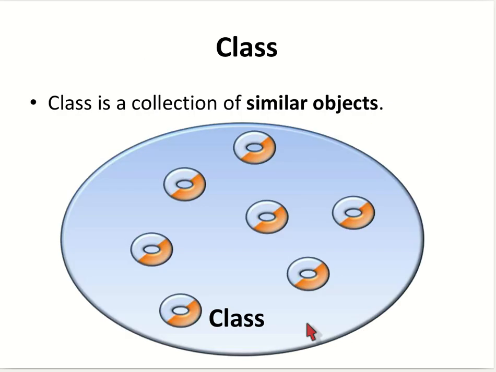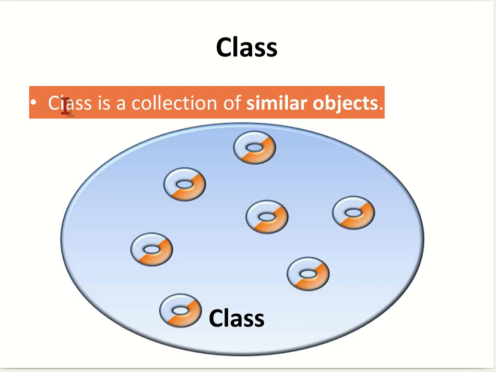Okay, now what is a class? This is the second element of object-oriented programming. We have seen the object. Here the class is a collection of similar objects. Similar objects means objects of similar type, like the students, those whole students in your class that are of similar type.